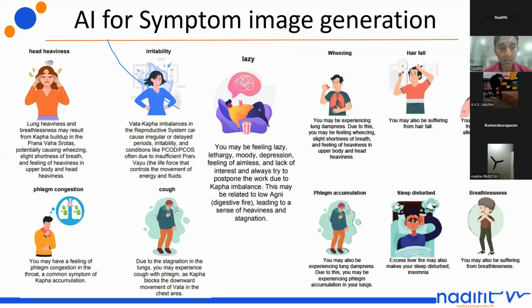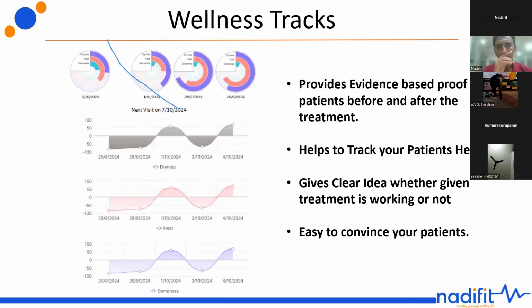What we thought is, let's display whatever his sufferings are in the form of an image, so that looking at that image, he will come to know what his problems are and what is the reason behind his problems. So making that process easier, quicker and exact. This is a new feature which we updated in TCM, and the same thing we are updating in Ayurveda also. And we added one more feature called wellness tracks.